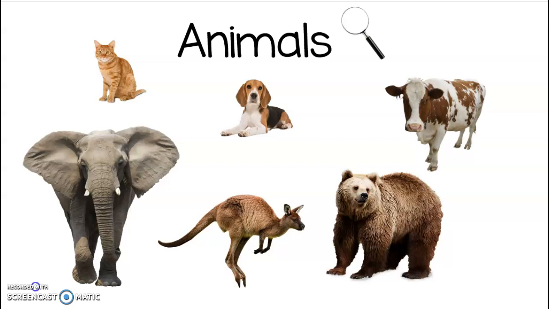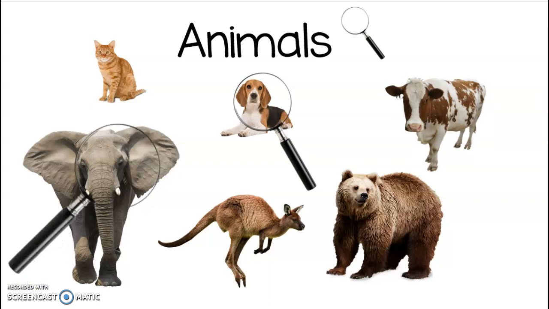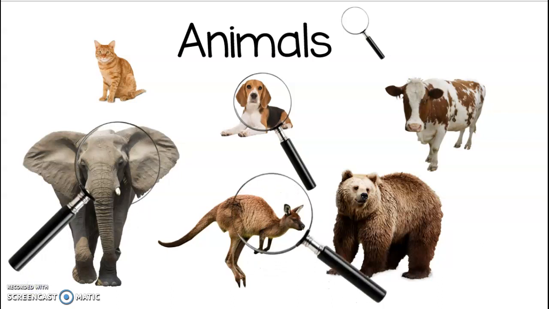I know about dogs, so I'm going to put my magnifying glass around this dog. A dog would be easy for me to write about. Then next, I would like to write about elephants. And then the last one would be a kangaroo. When you're writing, you would get to pick whatever animals you wanted to. Today, we're just going to do this together.